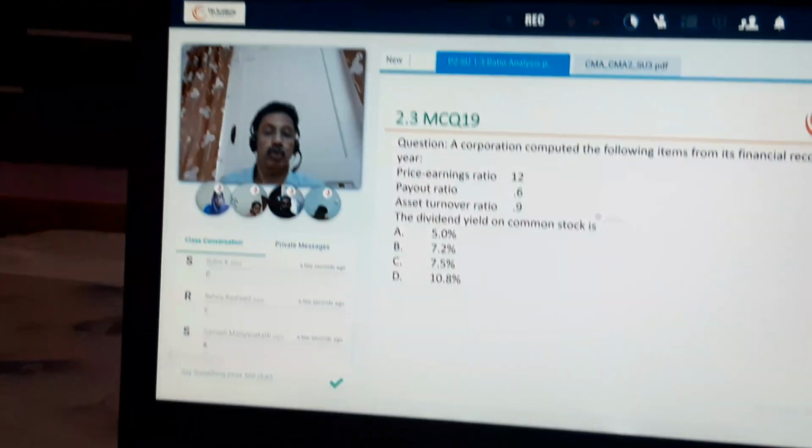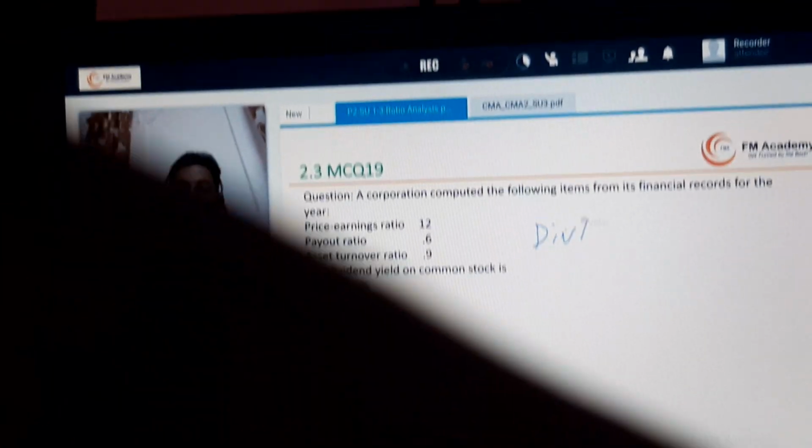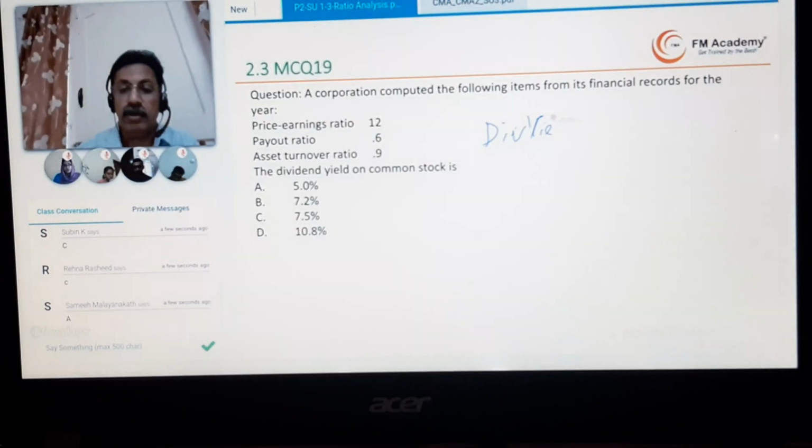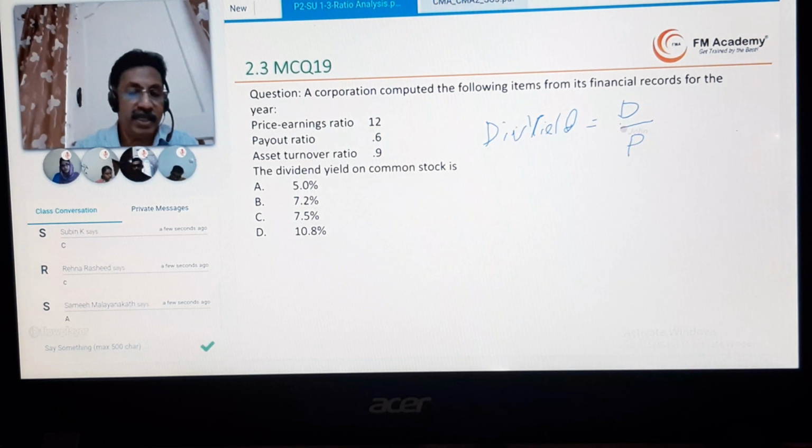See here, it's like this. What you need is dividend yield. What is dividend yield? Dividend yield is equal to dividend divided by price. Dividend per share divided by price per share. That is the dividend yield.